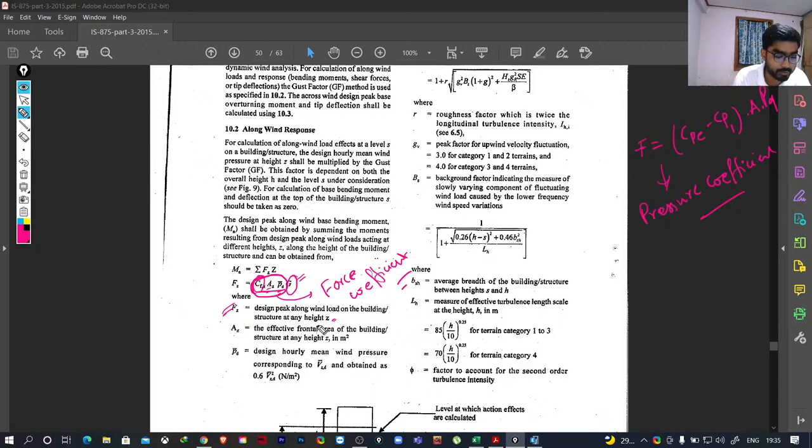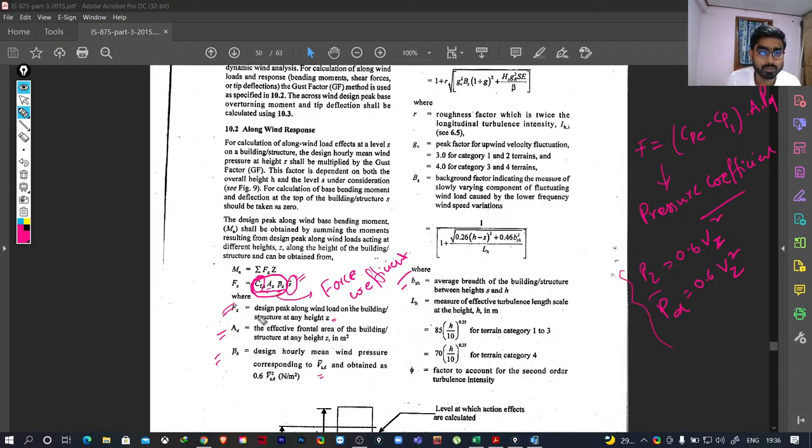See here, Az is the effective frontal area of the building. I will explain how you can calculate this. Pd is the design hourly mean wind pressure corresponding to Vzd, and obtained as 0.6 Vz square. Previously Pd was Vz multiplied by Ka into Kd into Kc, but here the Pd formula is 0.6 Vz square, because previously it was Pz equal to 0.6 Vz square, and now you can say Pd bar equal to 0.6 Vz square.